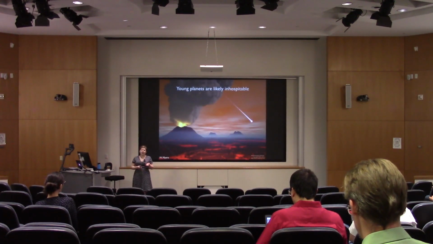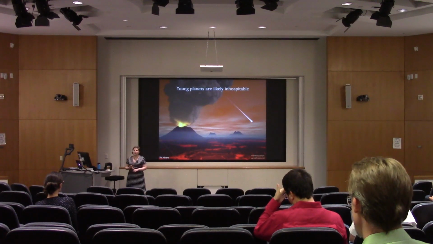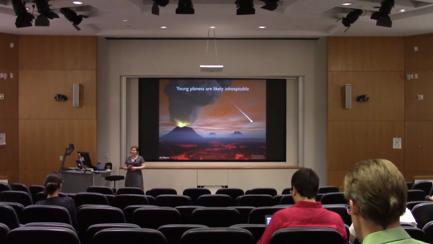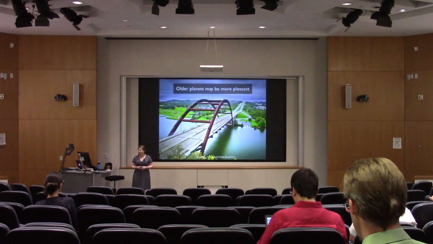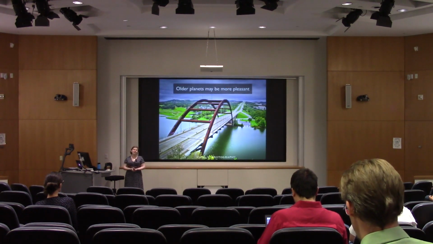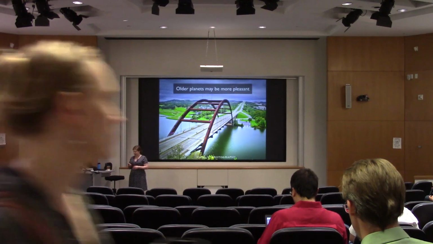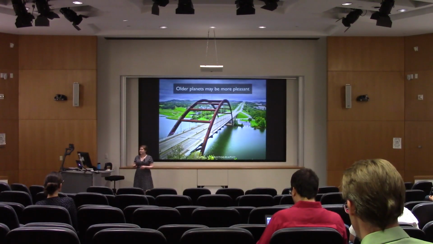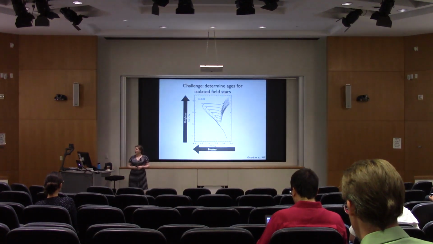Young planets are probably pretty inhospitable. This is an artist's conception of early Earth. There's probably no oxygen in the atmosphere. There are a lot of asteroid and comet collisions happening, heavy geologic activity. Older planets, on the other hand, are probably a little bit more pleasant, though, of course, that depends on who you ask and when you ask them. Winter is coming to Boston, so ask me in a month.